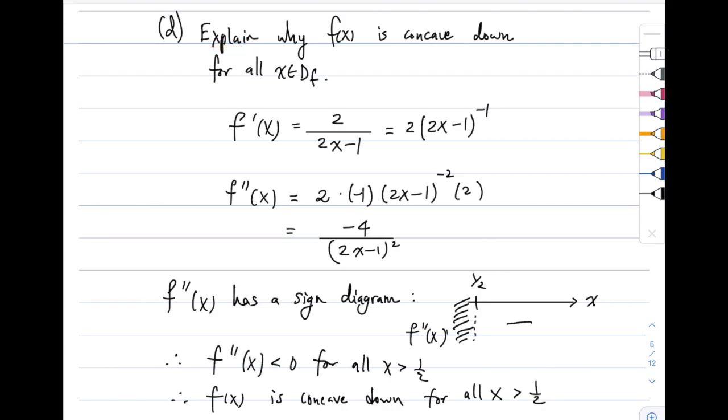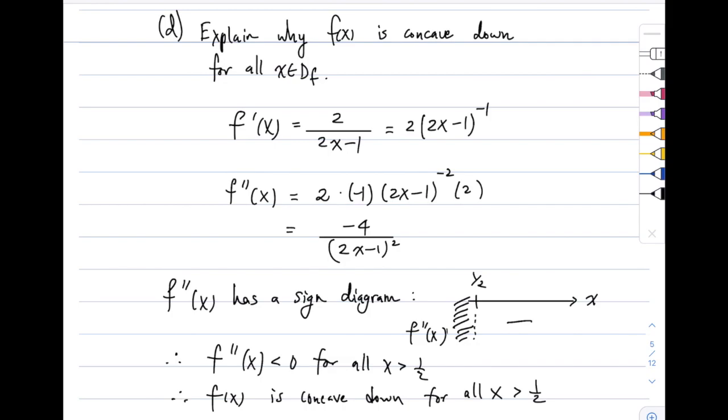Now, if the question was a show question, I would probably say something along the lines of: 2x minus 1 is larger than 0, it's positive if x is bigger than 1/2, and then show that the square is positive, and then -4 divided by that will always be negative. Something along those lines. Here it just wants you to explain. I think a diagram, actually, I know a diagram is sufficient. So that's fine.